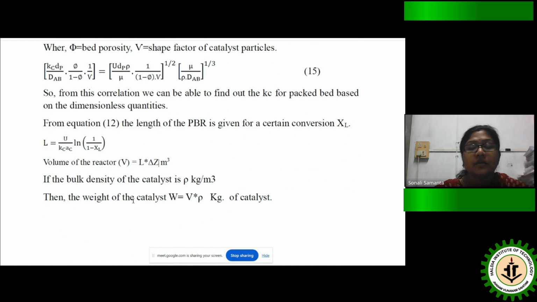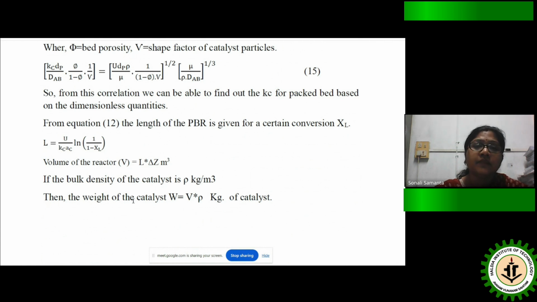First we try to develop the concentration profile. From this concentration profile, we convert that equation in terms of conversion and length. And if a certain conversion is known, we can find out how much length is required to achieve this conversion. Again, if the length is known, we can say how much conversion can be achieved.